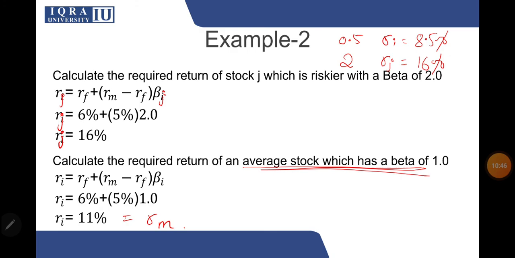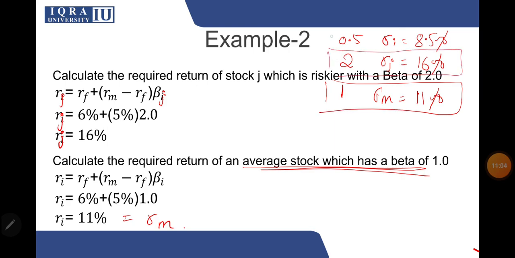Okay, so this is basically your CAPM model. Over here you can see that once the beta was 1, the return was equal to the market, which is 11%. So this is your average return. And if it's a riskier stock, the return will be higher, and if it's a safer stock, the return will be lower.